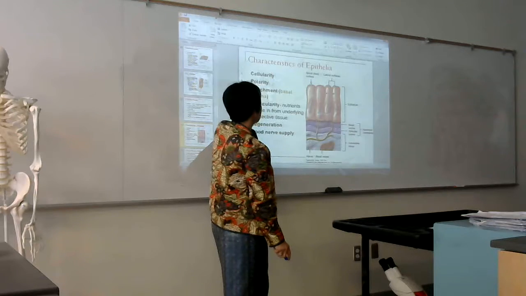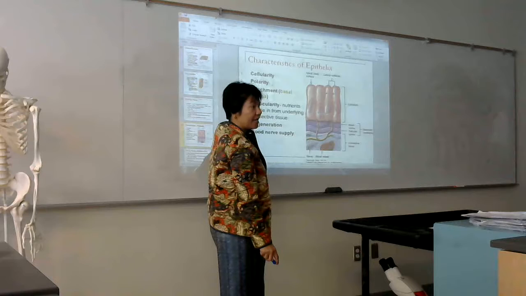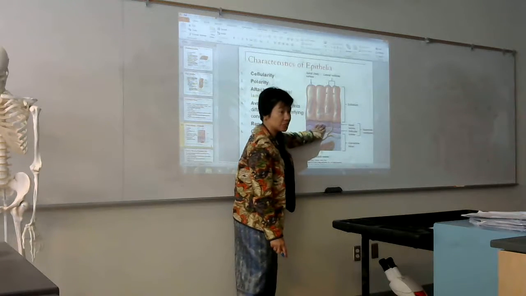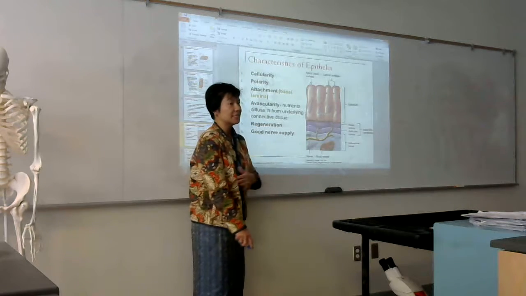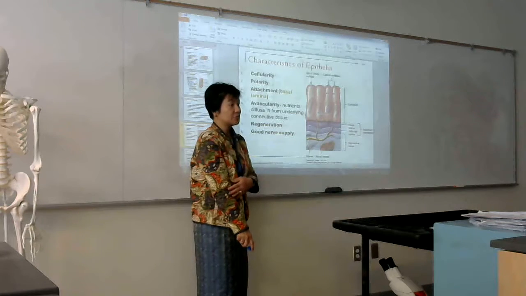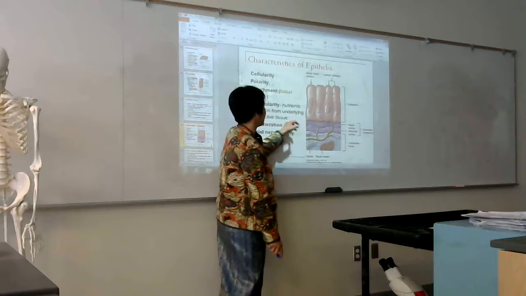Okay? Next, attachment. This makes sense, right? If they had no way to be attached to the underlying tissue, then they'll fall off, by gravity. Look at your skin alone. Your skin is epithelium. If it's not attached by what? Hemidesmosome, right? It will fall off. So it has to be attached.